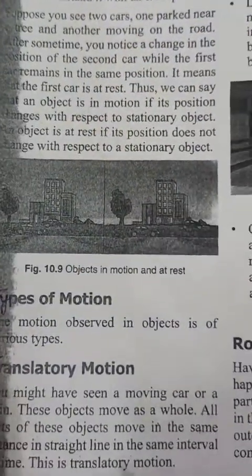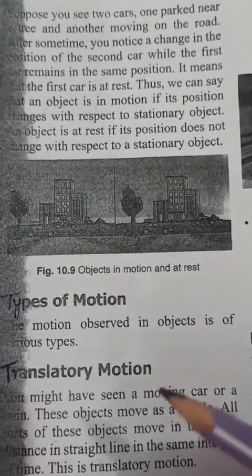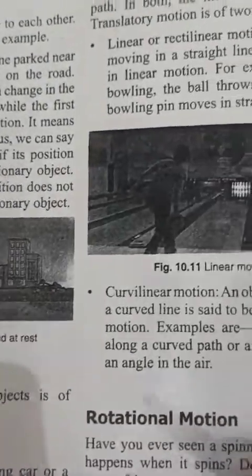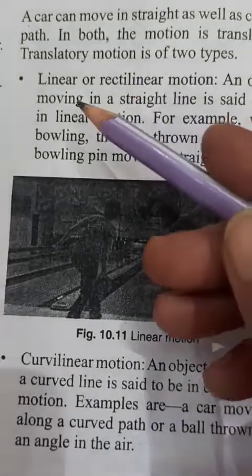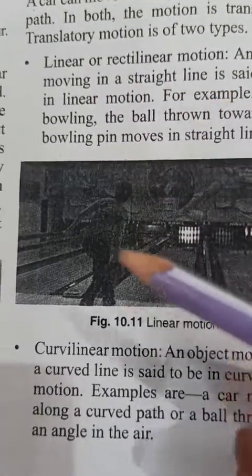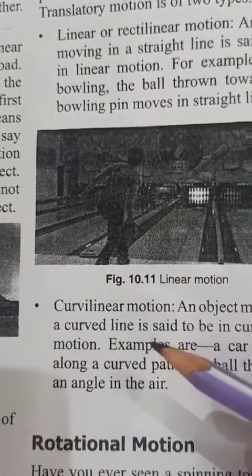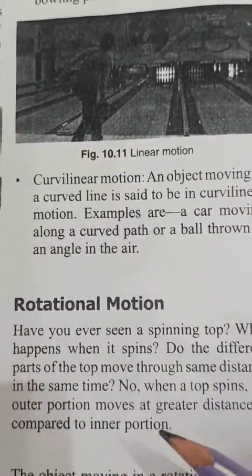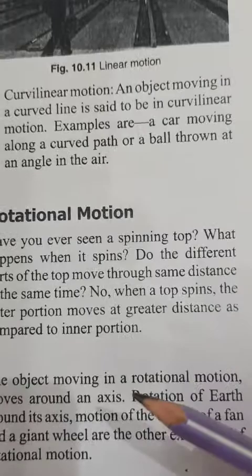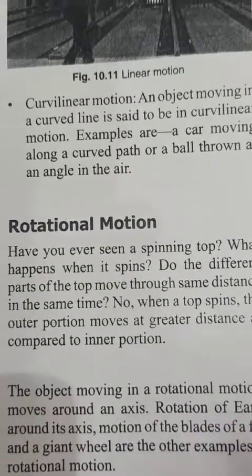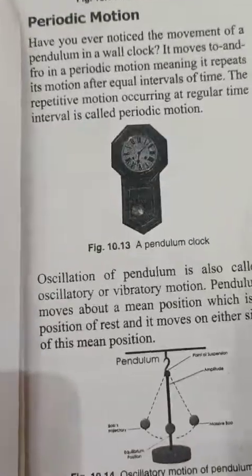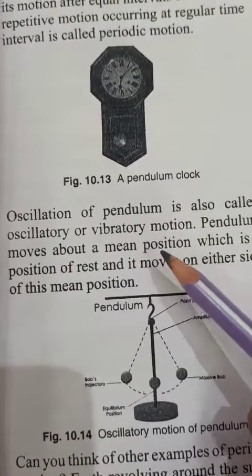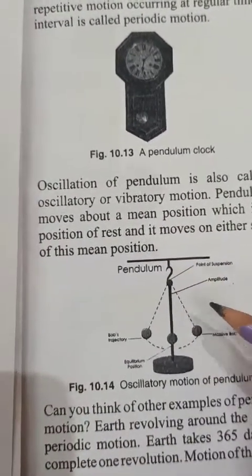And in motion I have explained to you translatory motion and subtypes of translatory motion, that is linear, rectilinear or curvilinear motions. And rotational motion also I have explained to you in the last class, okay children. And something about oscillatory or vibratory motion also I have explained to you.